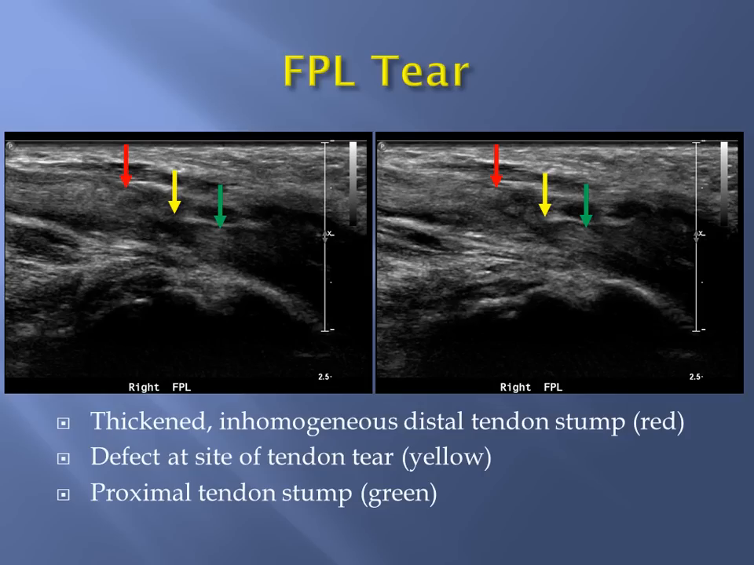And then here's long axis imaging. Distally, the tendon has a more normal appearance, but as you come proximal, the tendon becomes thickened. The margins become irregular. You start to see intrasubstance tearing, and then there's a gap in the tendon, followed by the proximal tendon stump.